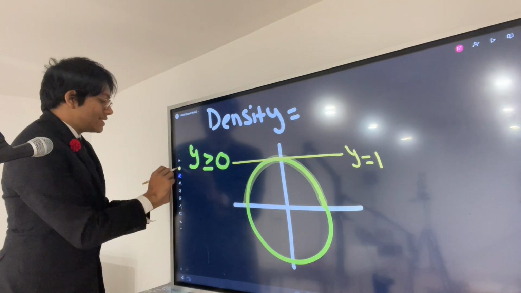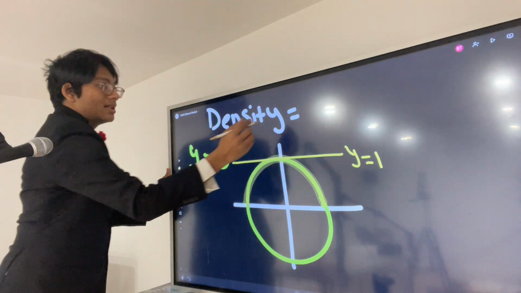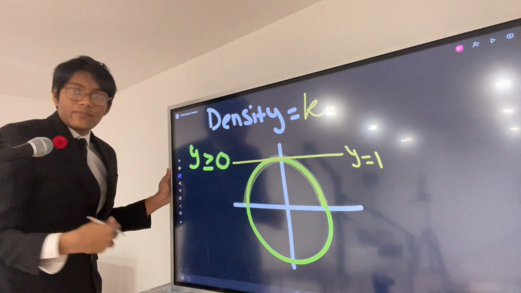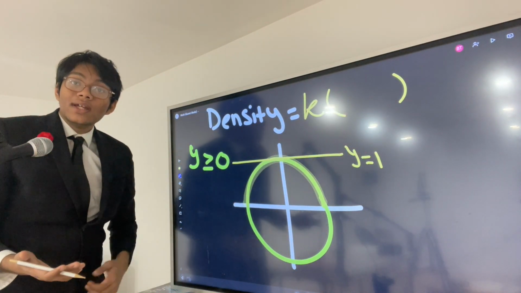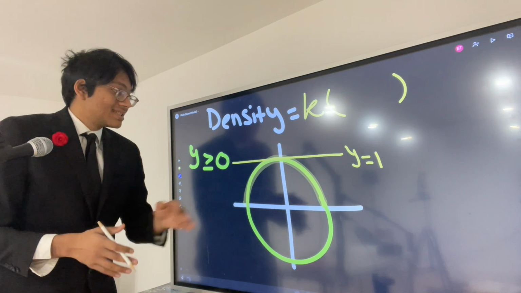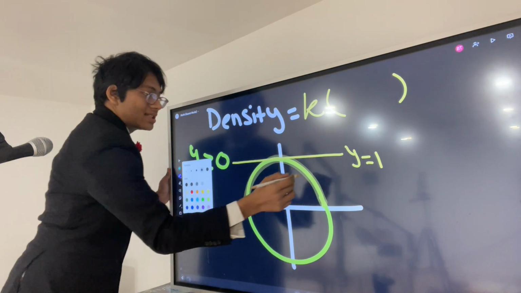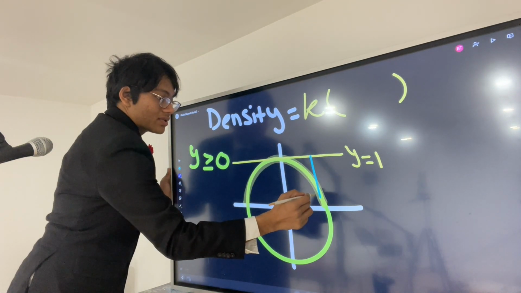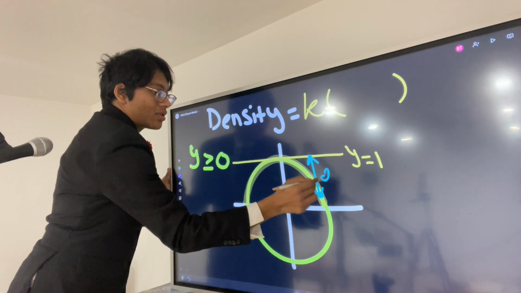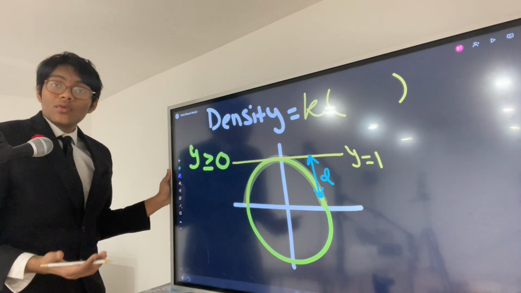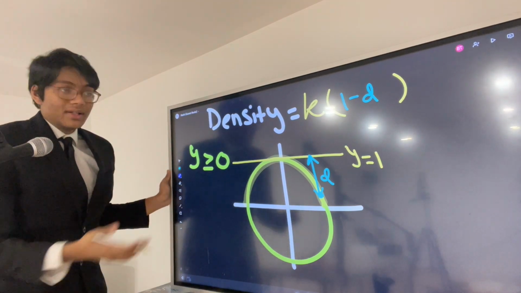Well, if we know the density is proportional to something, we know there's going to be a proportionality constant, right? So there's going to be a constant k of proportionality times, we know that the density is proportional to what? Well, it's proportional to the distance of the wire from this line. So if we have a particular point here, the density would be determined by this distance, let's call it d. And so our density would simply be the distance between the wire and this line.